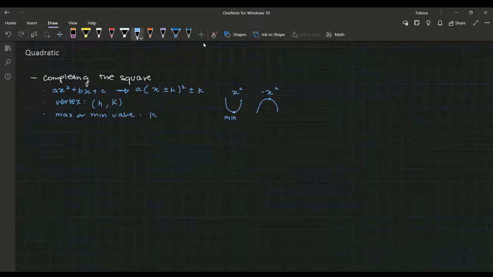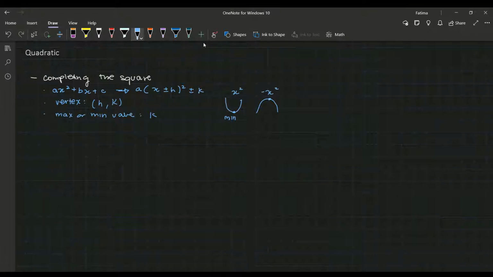Now when x squared has a negative coefficient, this vertex will have the coordinates h and k, and it will be a maximum point because of the shape of the curve, and it will have a maximum value of whatever the y value is, and that y value will be given by k.